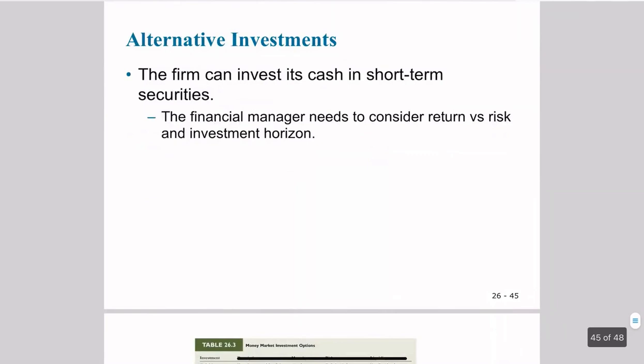So to optimally manage a firm's cash, normally a firm can invest its cash in some very liquid short-term securities, because this basically can enhance the firm's returns on cash, right? Even though generally the return will be very low. Clearly, in this case, the financial manager will want to think about return versus risk and investment horizons.